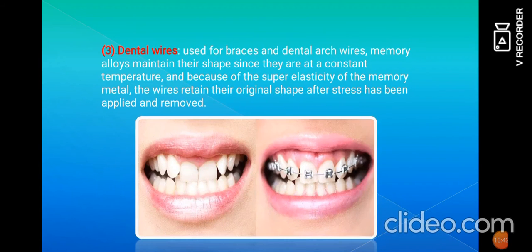Third important application, dental wires. They are used for braces and dental arch wires. Memory alloys maintain their shape since they are at a constant temperature and because of the super elasticity of the memory metal. The wires retain their original shape after stress has been applied and removed.